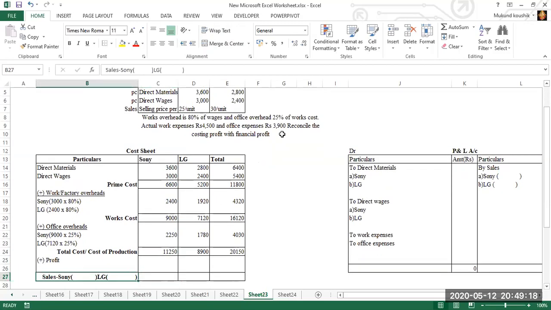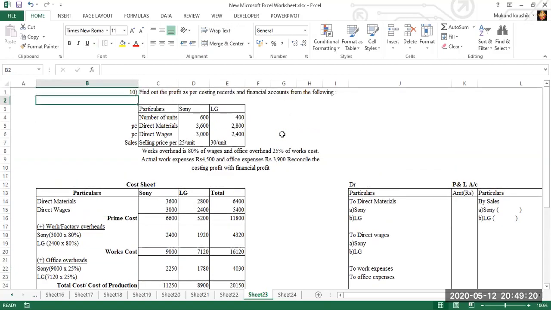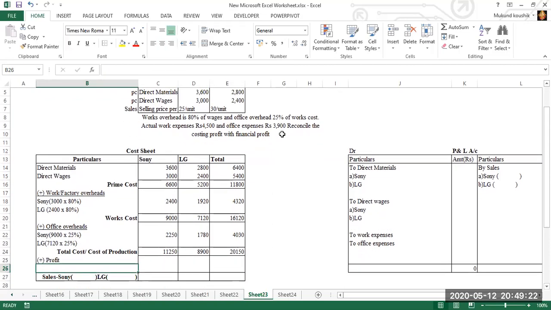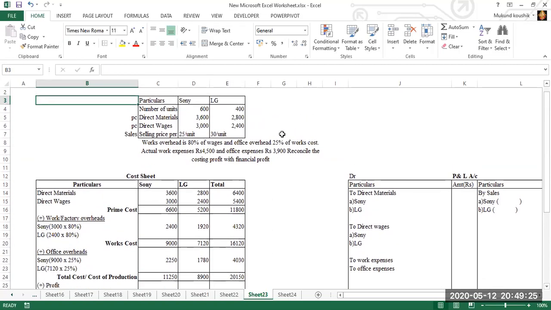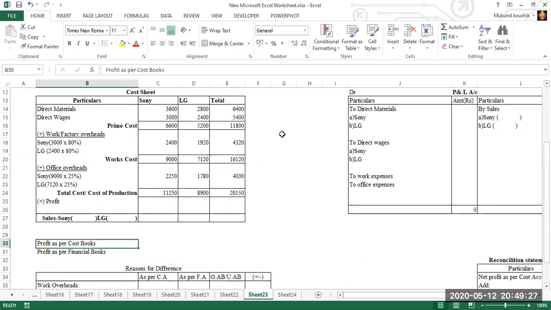So for Sony it will be how much? Sorry, 600 into 25 per unit. So for Sony company it will be 600 into 25.